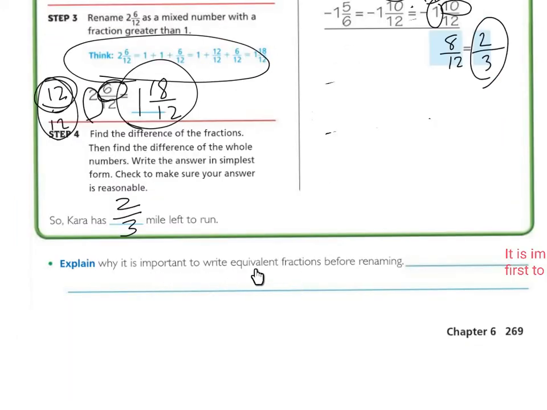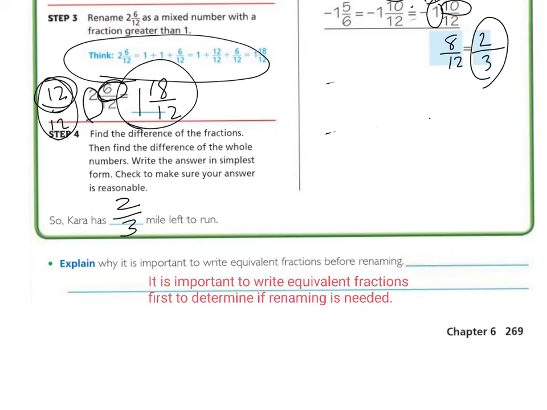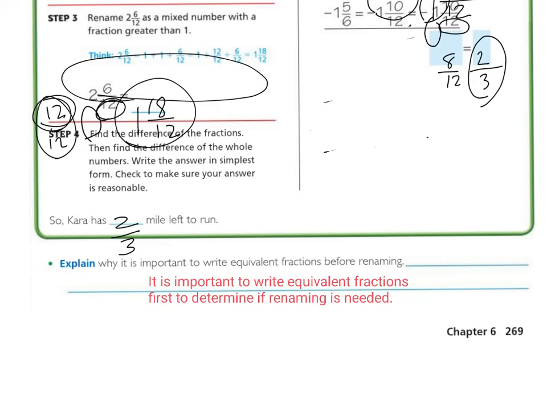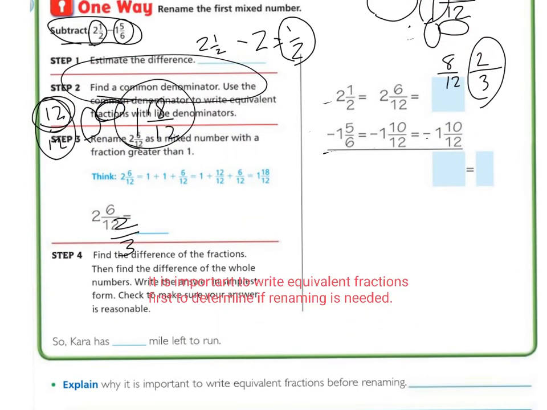So why is it important to write equivalent fractions before renaming? So like how I made the equivalent fractions up above. Well, it's important because you need to write them so that you can determine whether you need to rename, right? So like up here we rewrote the equivalent fractions, and then we had to rename this fraction in order to have enough to be able to subtract from.